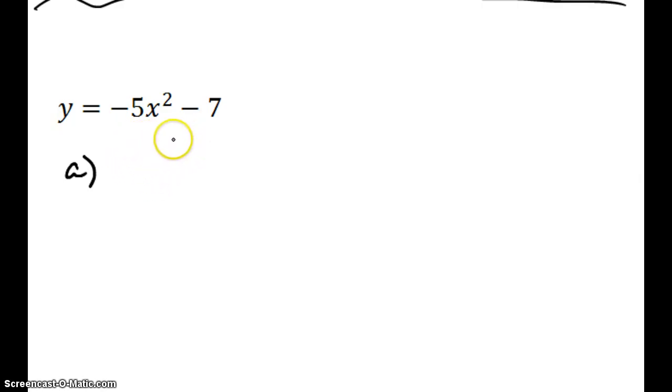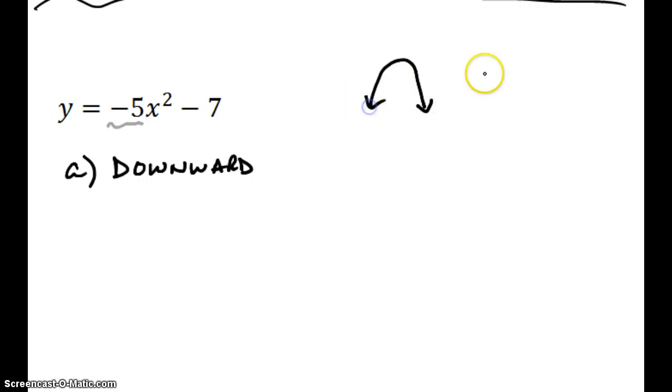To find the leading coefficient, again, we have to put this in standard form. It's in standard form, descending order of powers. So that means that this must be our leading coefficient, negative 5. Not the x squared, but just that negative 5. Since that is a negative number, smaller than 0, that means we have a downward opening parabola. It's going to look like this rather than like this.